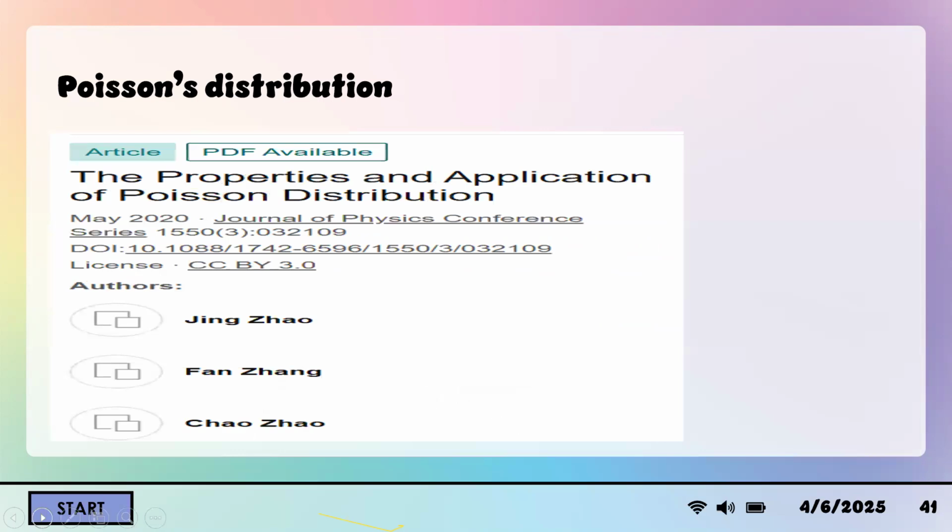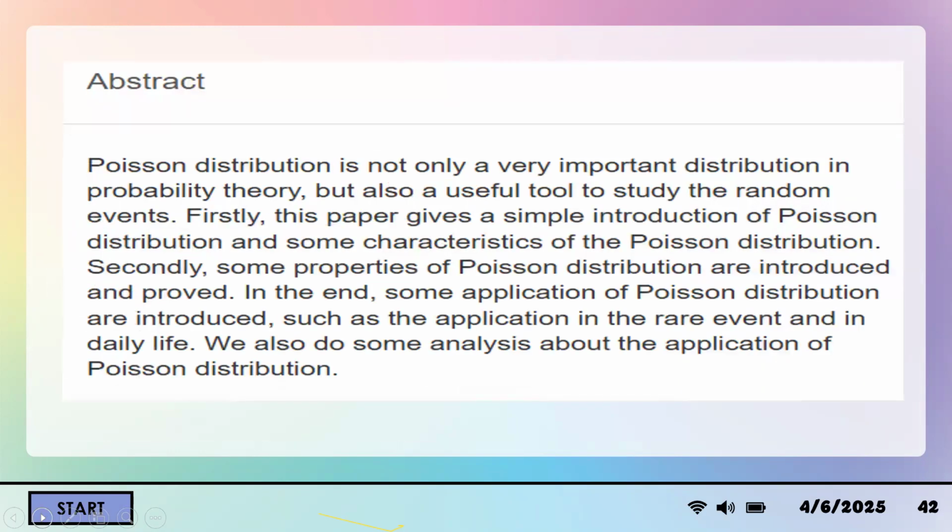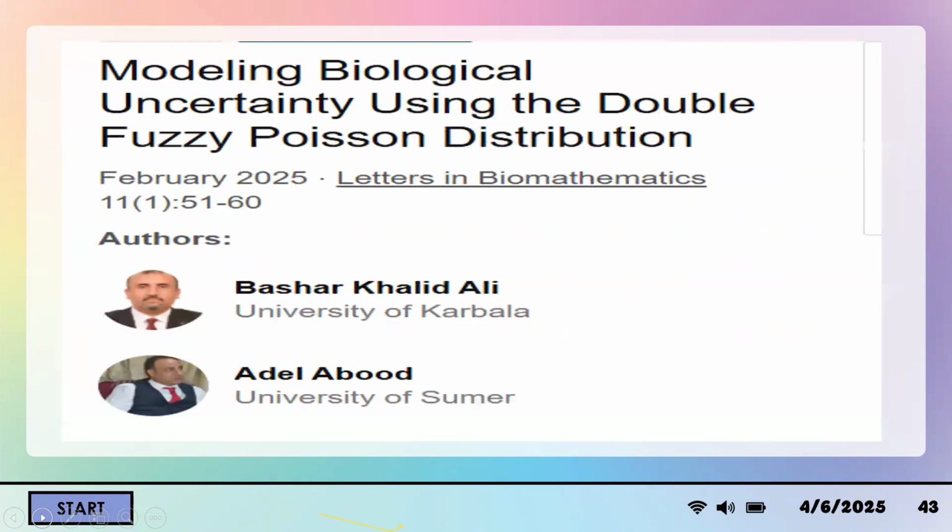So for the Poisson distribution, the recent update added is the properties and application of Poisson distribution. Poisson distribution is not only a very important distribution in probability theory, but also a useful tool to study random events. Firstly, this paper gives a simple introduction of Poisson distribution and some characteristics of Poisson distribution. Secondly, some properties of Poisson distribution are introduced and proved. In the end, some applications of Poisson distribution are introduced, such as the application in rare events and in daily life. We also do some analysis about the application of Poisson distribution. There were a number of calculations there which were very complex.